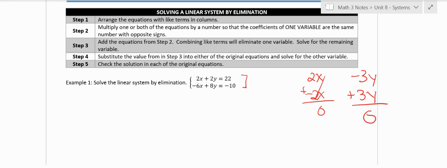In this first example, we don't have that. So we don't have any terms that are already opposites. So 2x with a negative 6x, 2y with an 8y, and so forth. So what we're going to do is multiply one of the equations out to get a pair of opposites. So if I was to rewrite this, I have equation 1 and equation 2.